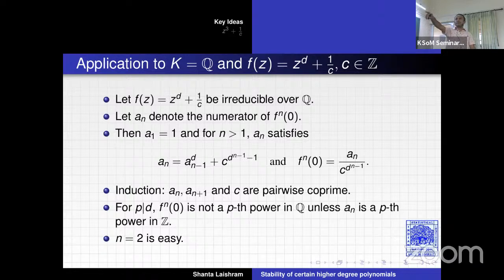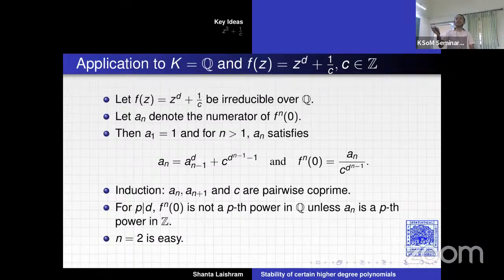nth iteration of f0, so f_n(0), and let N denote the numerator. Remember that this is a polynomial with rational coefficients, so every f_n can be written with a numerator and denominator. The numerator we call N. a1 you can easily see to be 1, and for n bigger than 1, N satisfies this recurrence relation: N_n is N_(n-1) to the power d plus c to the power d^(n-1) minus 1. And f_n(0) is N_n over c to the power d^(n-1).